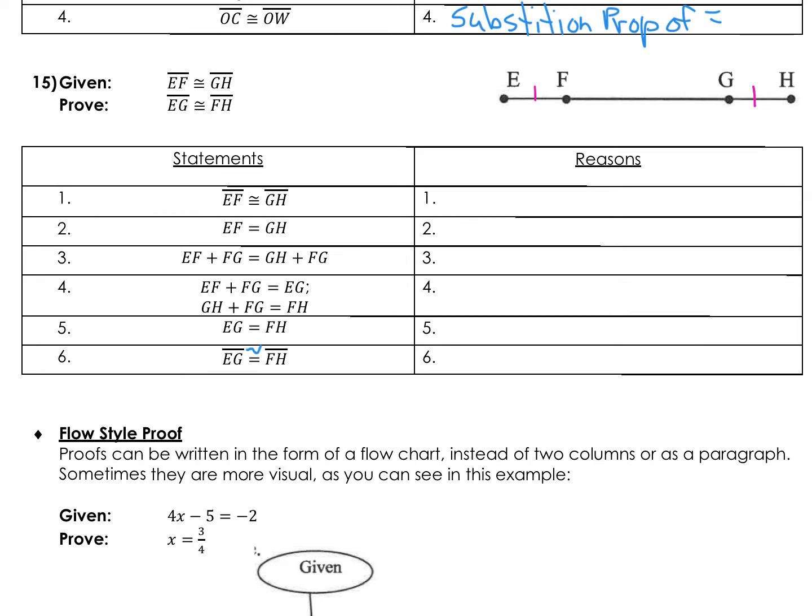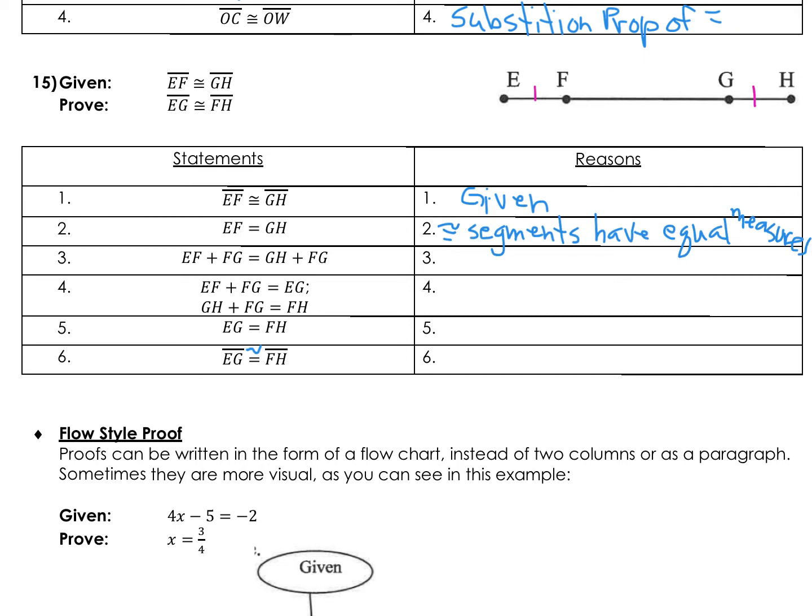Okay, so hopefully you got that the very first reason is given, which it is. Then note that from statement 1 to statement 2, it's a change in notation. Remember, when we have that change in notation, we're going from congruency to equality. We say that congruent segments have equal measure or measures. I'm going to squeeze it in here.